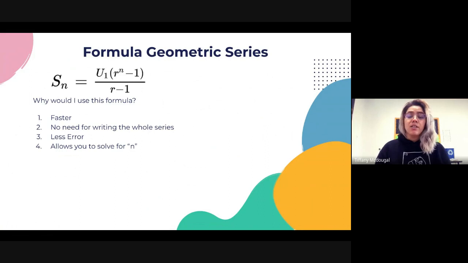There's less error because what if you have to add up like 20 terms and you write out all 20 terms and when you're adding them up, you make a mistake? And most importantly, it allows you to solve for n. So there's sometimes where you might need to find what term is a certain sum of the sequence, and you'll need to plug it in and work backwards like we've done before. And you can't do that if you just keep going with the pattern.